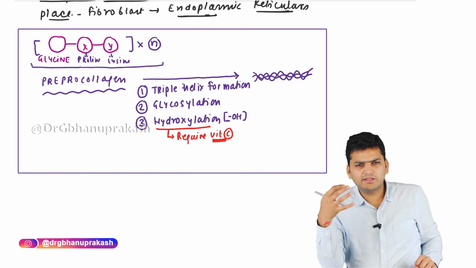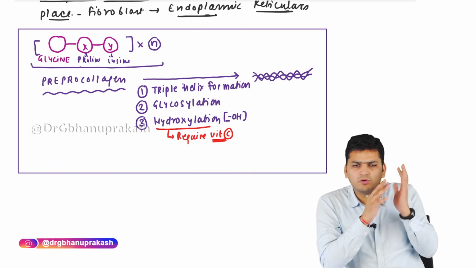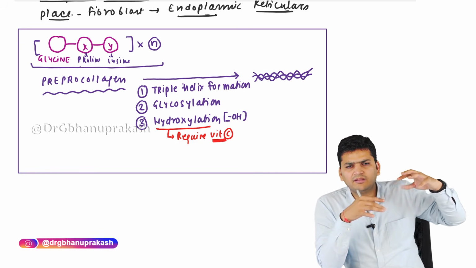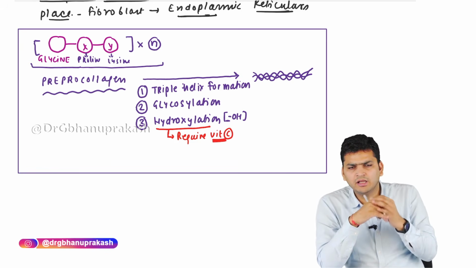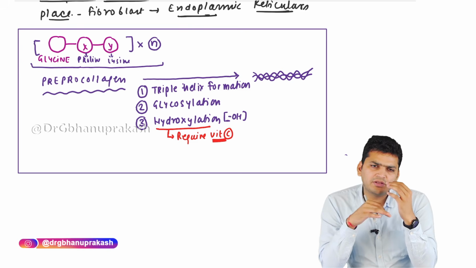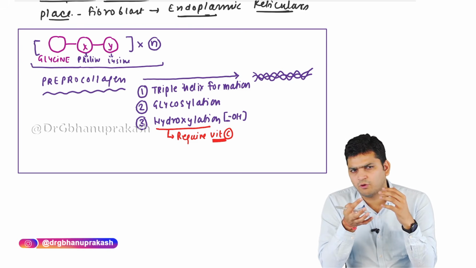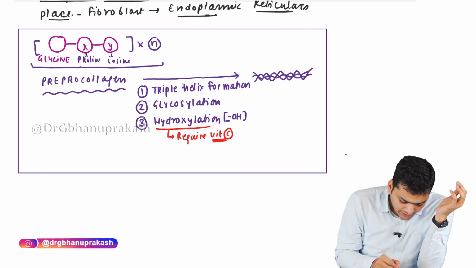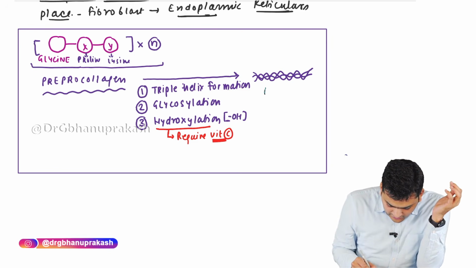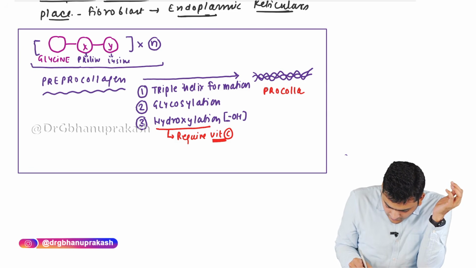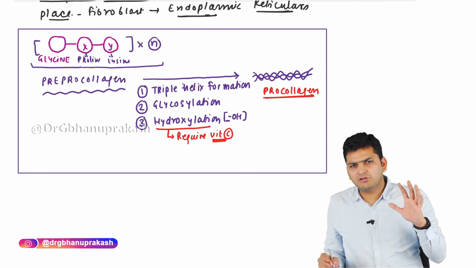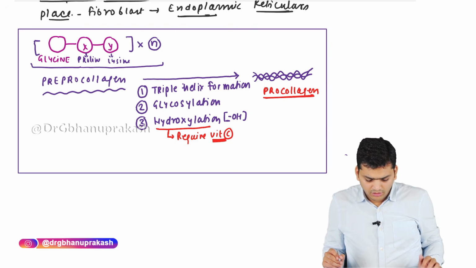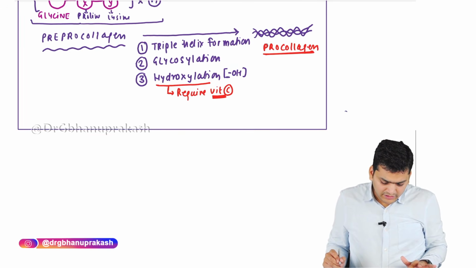Now, when you do all these changes inside the fibroblast on a pre-pro collagen, you make the triple helix, you do the glycosylation, you do the hydroxylation. Ultimately, this pre-pro collagen will be somewhat stronger, and it will convert into a molecule referred to as pro collagen. This is somewhat stronger than the pre-pro collagen, but it is still not strong enough to make your bones.